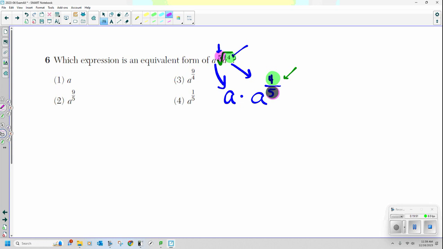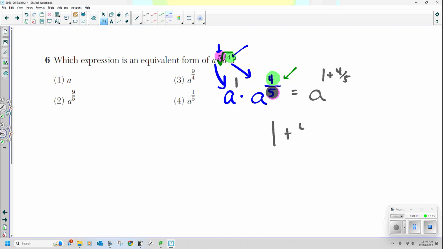Now, I know, and you should know, how to handle exponents when I multiply similar bases. I have a to the 1 times a to the 4/5. I just add my exponents when I multiply. It's 1 plus 4/5. If I don't know how to add fractions, put it in the calculator. Put 1 plus 4/5 in the calculator.